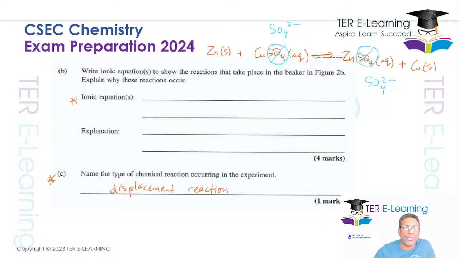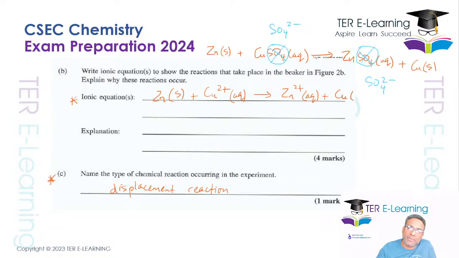So the ionic equation that CSEC is looking for here is going to be Zn solid, plus Cu2+ aqueous, that's from the copper sulfate, and that's going to give us Zn2+ aqueous plus Cu solid, right? This is what they're looking for. But I normally write the equation first and then I remove the spectator ions. So this one here is the correct answer.